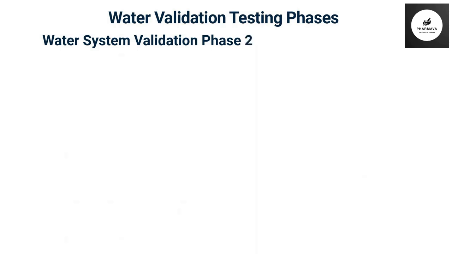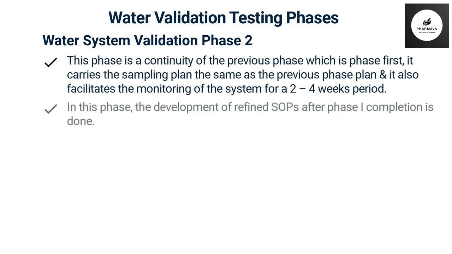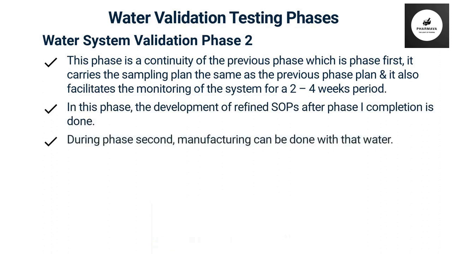Phase 2. This phase is a continuity of the previous phase, which is phase 1. It carries the same sampling plan as the previous phase, and it also facilitates the monitoring of the system for a 2 to 4 weeks period. In this phase, the development of refined SOPs after phase first completion is done. During phase second, manufacturing can be done with that water.